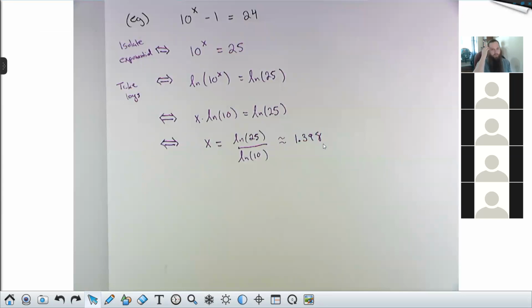On your tests, I'll be asking for exact solutions almost all the time. If you give me an approximate solution instead of an exact solution, I can't give you credit. So it's really, really important that you know how to get to this, not just some calculated procedure.